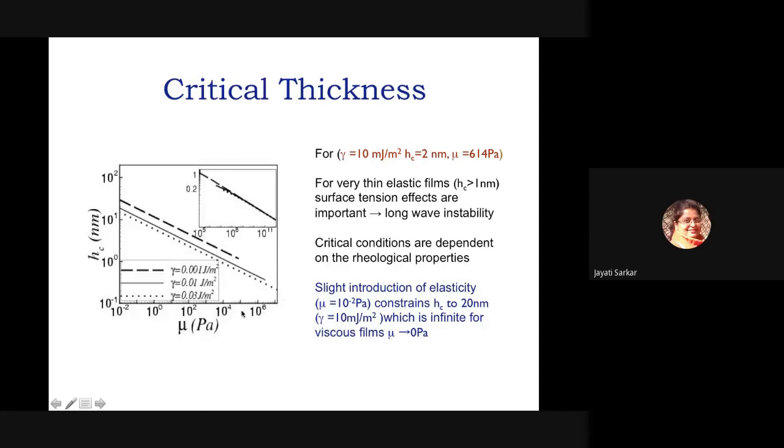as low as 10 to the power minus 2 Pascal also, this restricts a critical thickness below which the instabilities will be possible. So normally, if the shear modulus is very less, this h_c should go to infinity, right? So any film will be unstable. But in this case, there is a criticality that has been brought in because of the shear modulus. So all these critical conditions have been found to be dependent very much on the elasticity of the film. It is not dependent at all on the viscosity of the film, to be very precise.